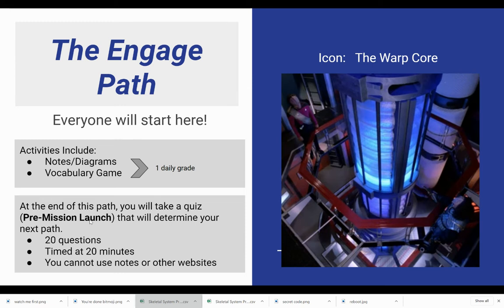and you can't use notes or other websites. Stay on the website, stay on the Canvas site while you take your quiz. And I do know how to read Canvas such that I know if you do get off the website. So please stay on the website. It's not graded. This is not a grade. I want to see what you know and remember from the notes and diagrams.